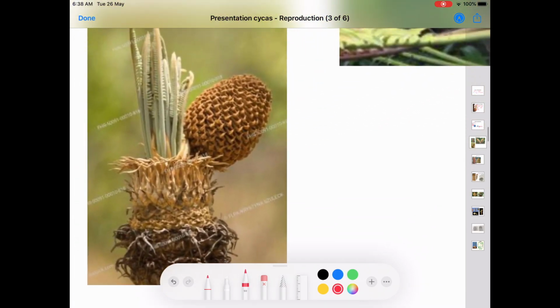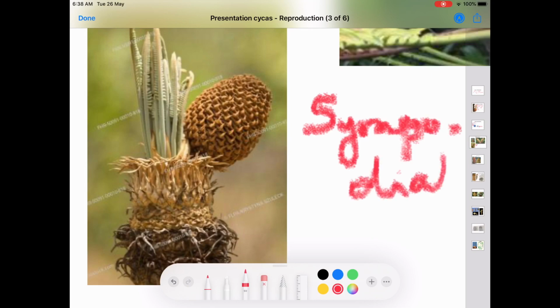After the development of a cone, the plant will again grow in a sympodial manner. That is, it will push the already developed male cone to one side and a new meristem for the development of the leaves or the growth of the plant is produced, and this type of development is known as sympodial development.